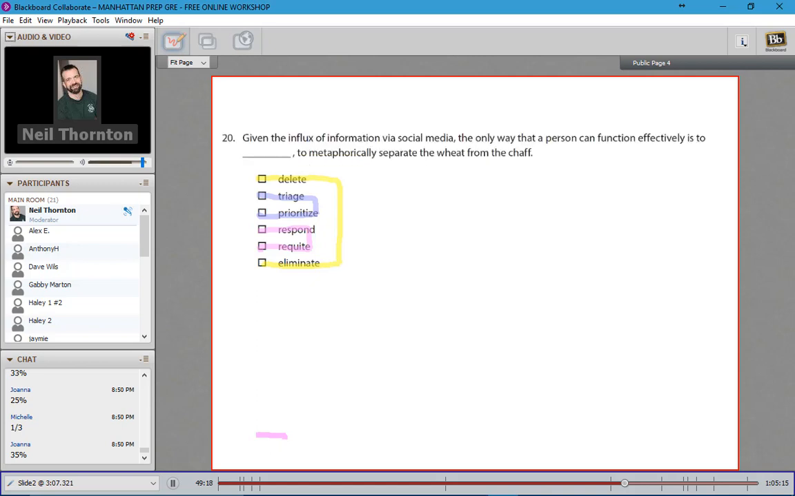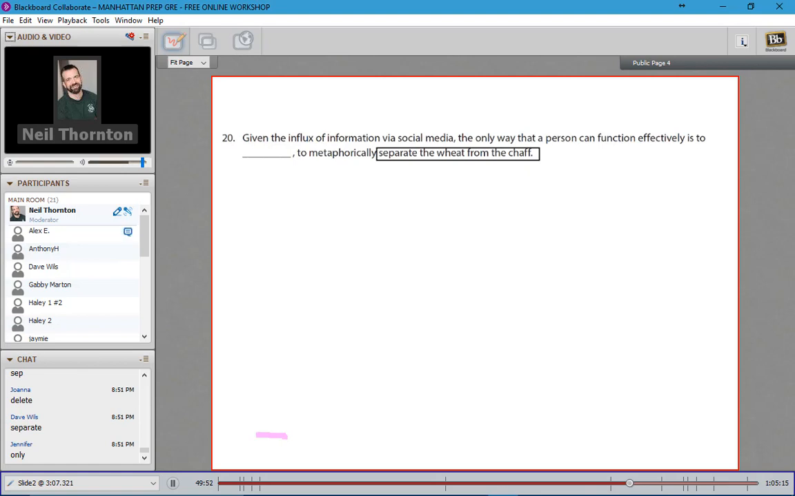All right, so let's go back to the beginning. I'm going to cover these answers up. Given the influx of information via social media, picture yourself using your phone and it's just bombarding you with information. The only way a person can function effectively is to blank, to metaphorically separate the wheat from the chaff. So where is our clue as to what we need to do here? All right, separate the wheat from the chaff.